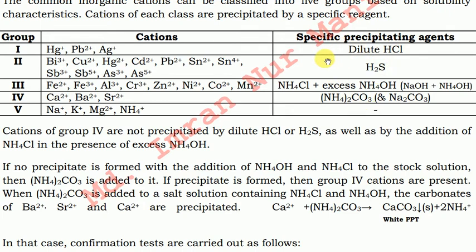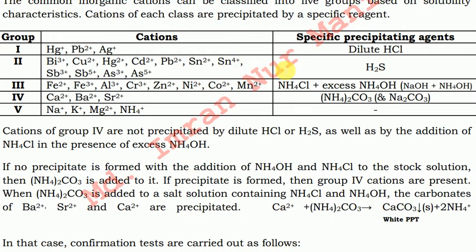Let me state this again. We have to take a sample solution and add dilute hydrochloric acid to it. If the addition of dilute hydrochloric acid produces any precipitation, then we can say that this sample contains group 1 cations, and we have to go for the confirmatory test for individual group cations that has been demonstrated in our lecture 3.